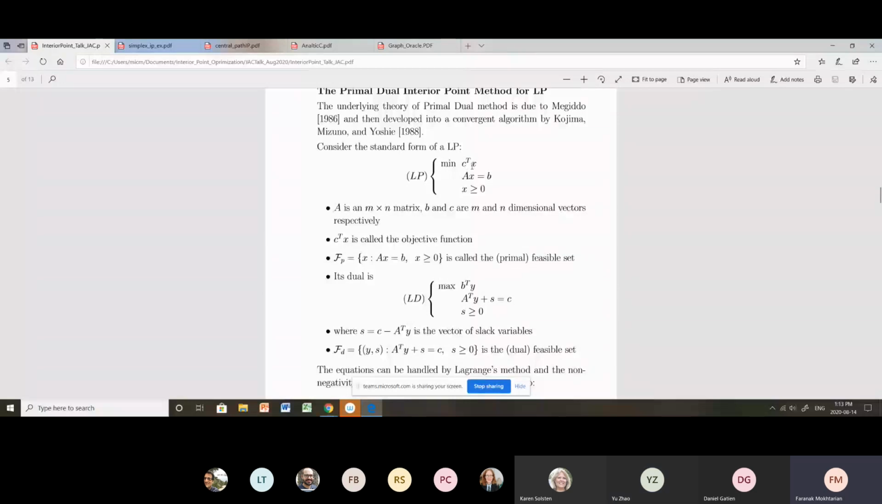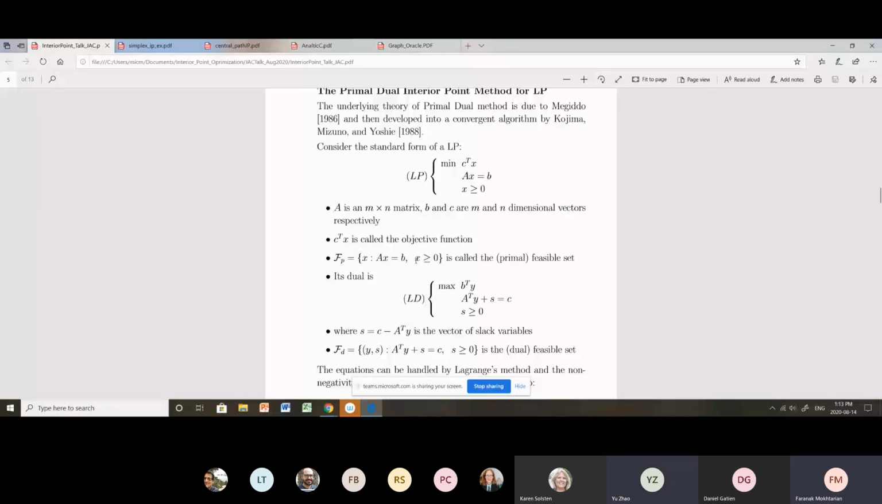A linear programming problem is formulated in a minimization form, minimizing c transpose x. This is known as our objective function. Ax equal to b is our equality constraint. x, all the variables are non-negative. These are the inequality constraints. We call this the primal feasible region.